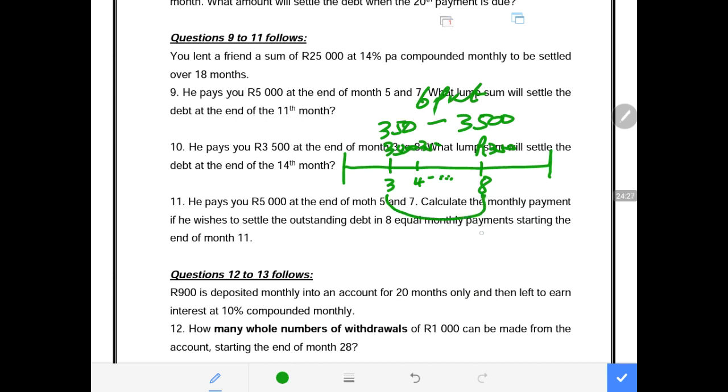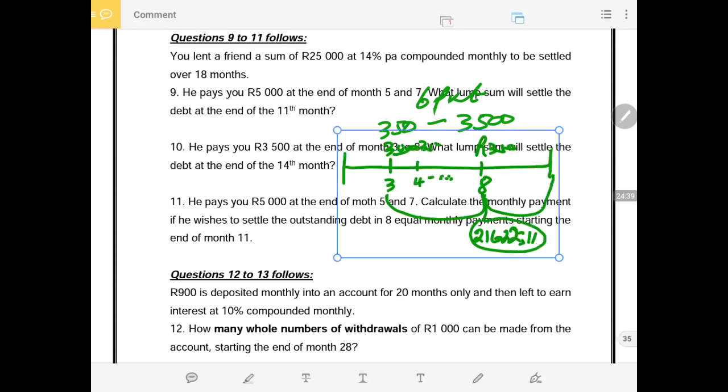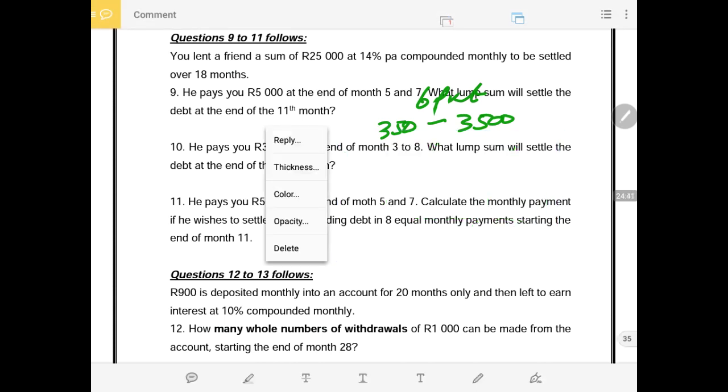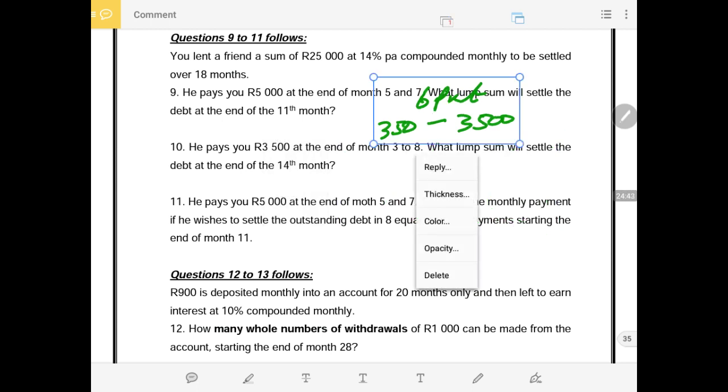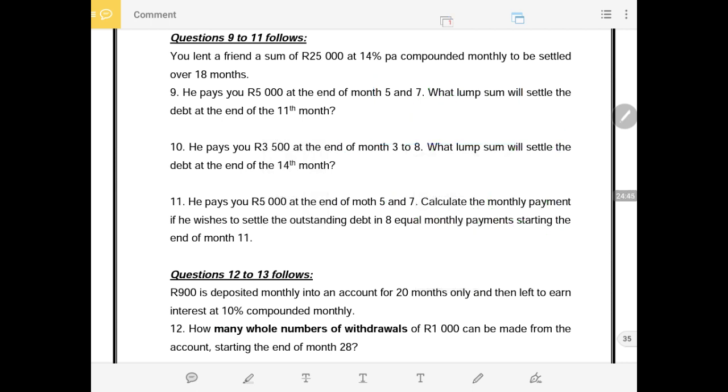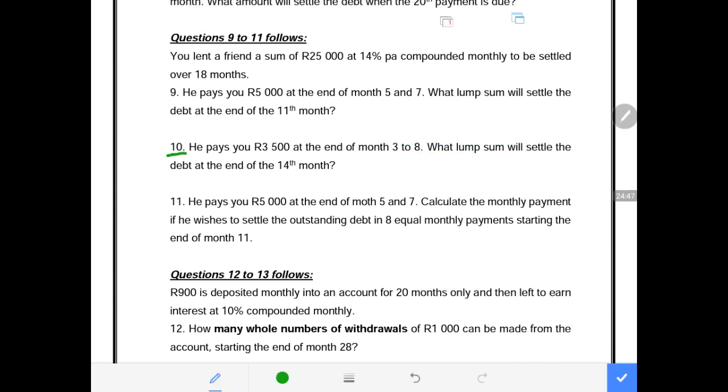So we needed to calculate the future value of these repayments up to here. Then we got 21,622.11, if you remember. This was at the end of month 8, which needed to accumulate interest up until month number 11. Just to see the difference from the previous one: the previous one was once-off payments. The current one, number 10, was a series of equal payments for 6 months, from month 3 to month number 8.